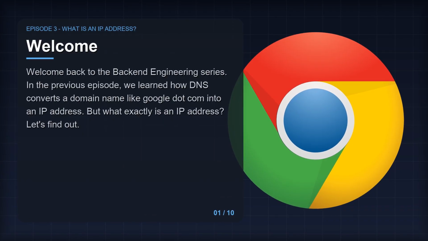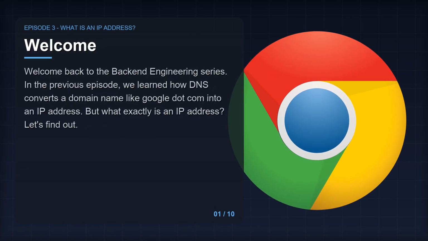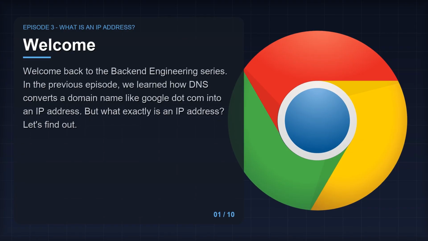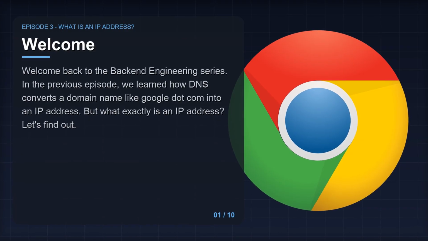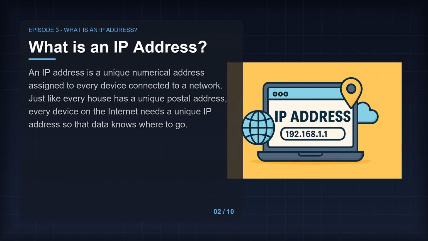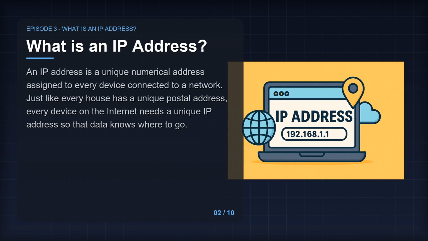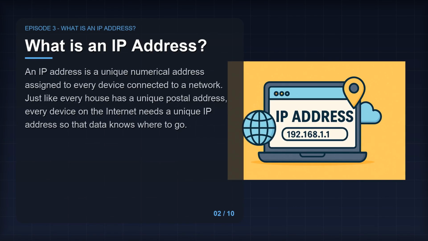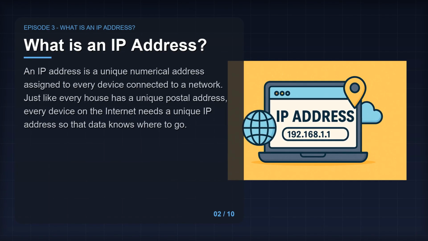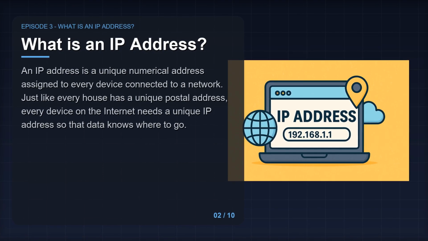In the previous episode, we learned how DNS converts a domain name like google.com into an IP address. But what exactly is an IP address? Let's find out. An IP address is a unique numerical address assigned to every device connected to a network. Just like every house has a unique postal address, every device on the internet needs a unique IP address so that data knows where to go.